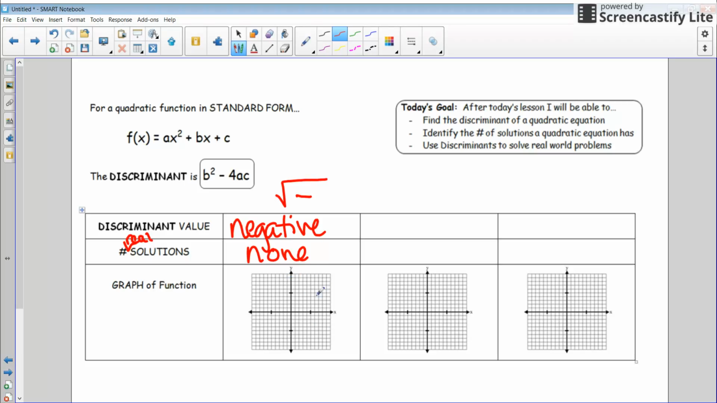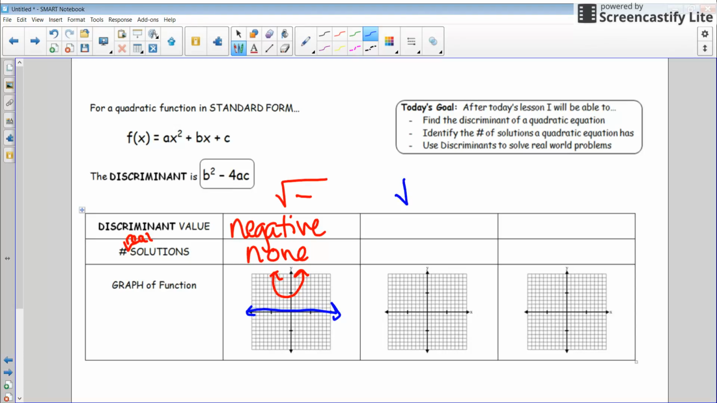This is similar to the practice problem you did, where you noticed that the parabola never intersected the x-axis. So there were no x-intercepts, which means there were no real solutions.